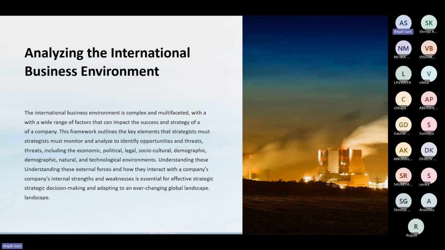Then comes, how can I analyze the international business environment? This is the summing up slide because we have already discussed the various systems that affect international business. We discussed the economic system, the political system, and we have discussed cultural differences. Then comes how we can analyze the international business environment, which affects how I can trade in foreign countries.